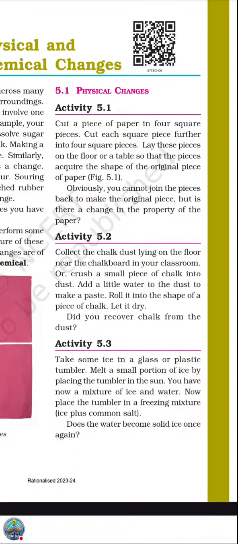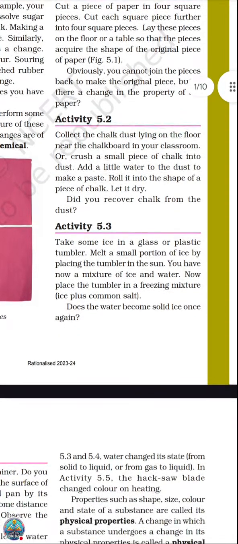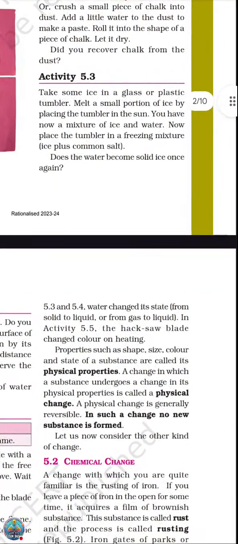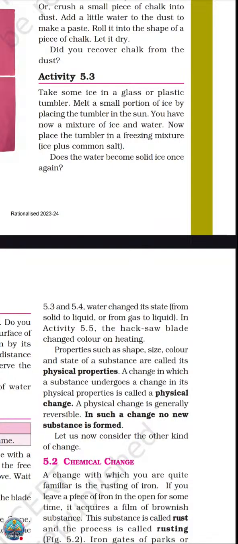Though it looks like a physical change, no new substance is formed, but the change cannot be reversed. For a second one, collect chalk dust lying on the floor near the chalkboard in your classroom, or crush a small piece of chalk into dust. Add a little water to the dust and make the paste again. So here we are getting back the substance, though the mass will decrease. Then the next one, take some ice in a glass or a plastic tumbler, melt it, and then again we can freeze it back.